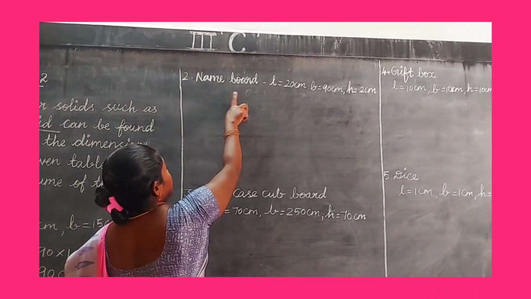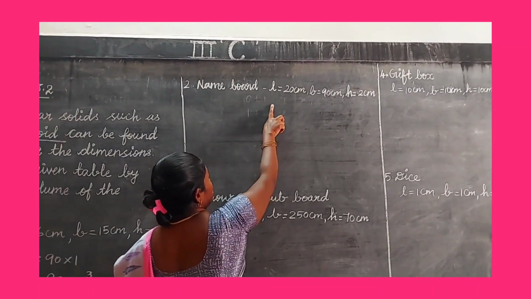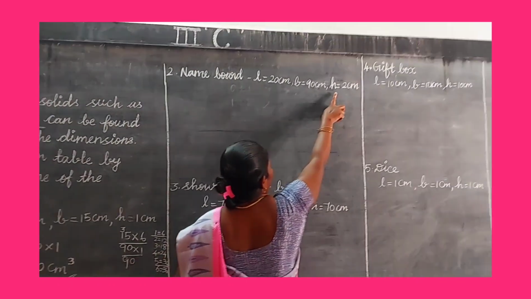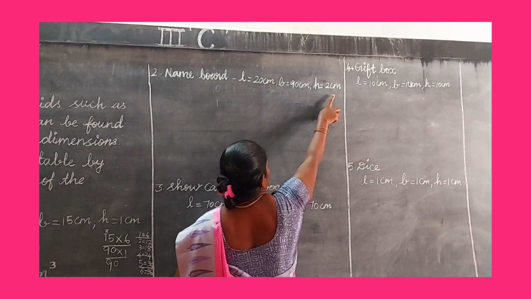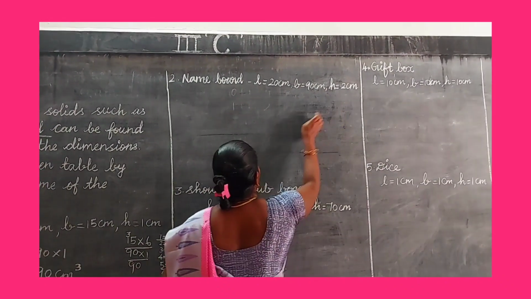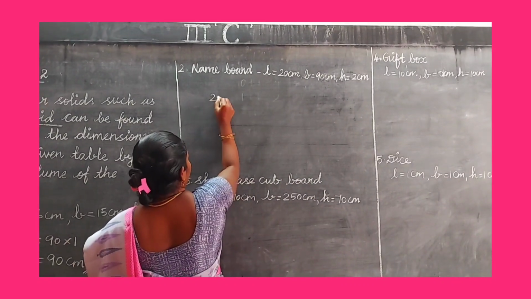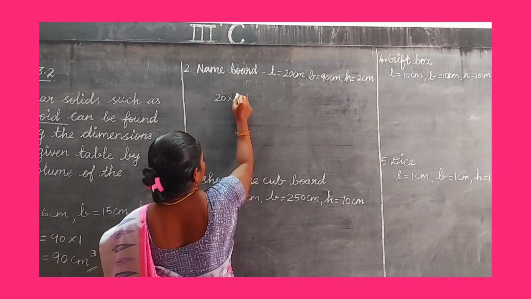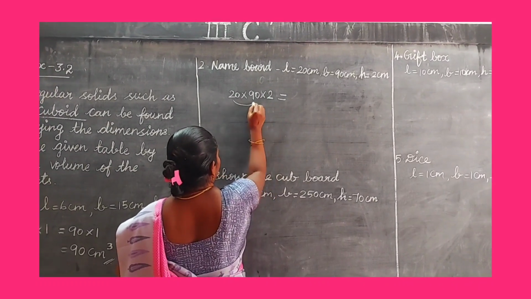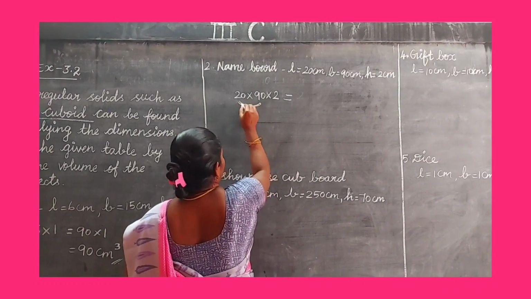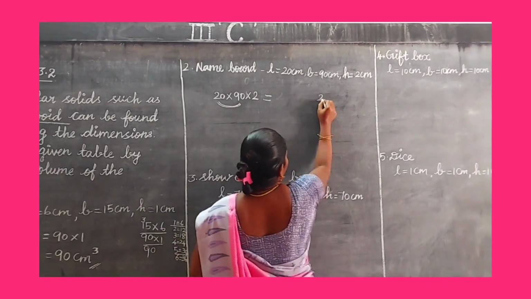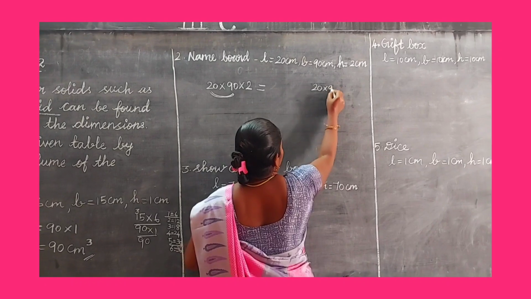Second object name is name board. So the length value is 20 centimeter, breadth value 90 centimeter, height value 2 centimeter. So to find the volume we multiply the three values. First we write 20 into 90 into 2. First we have to multiply the first two numbers. So 20 into 90 we have to multiply.